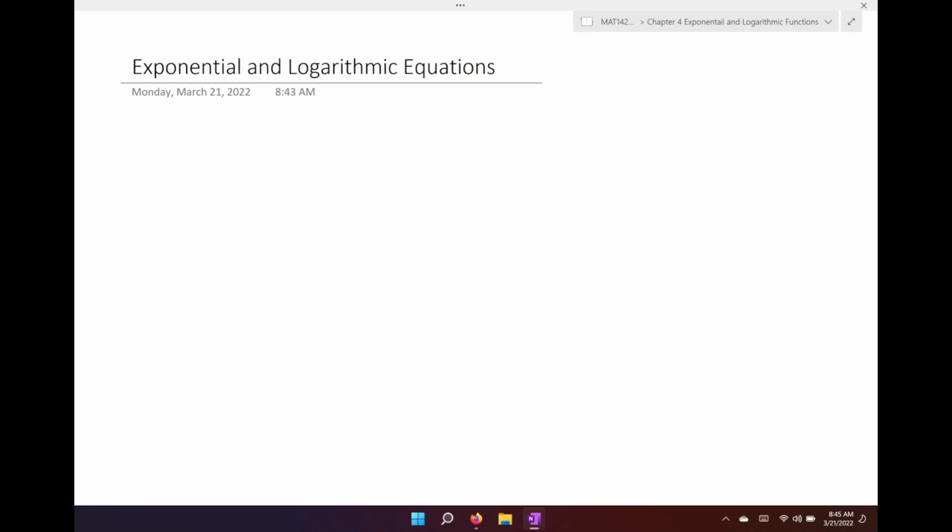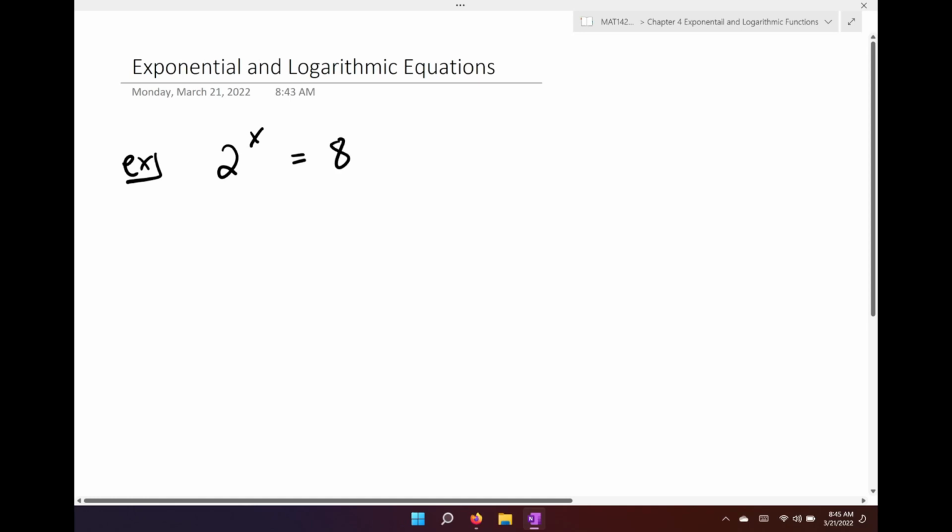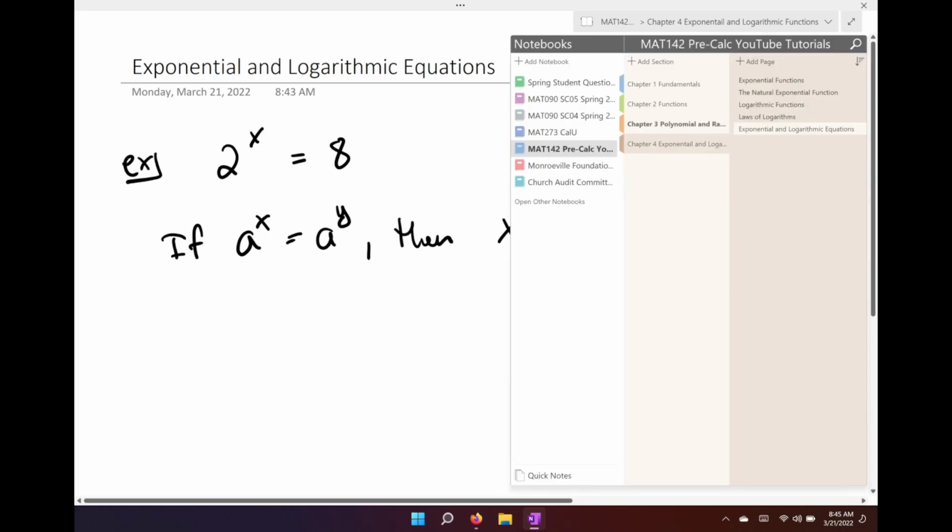Okay, so for example here's a very simple one. We're going to do 2 to the x equals, let's say, 8. Now, in the previous video, I did allude to a property: if a to the x equals a to the y, then x has to equal y. And this is our exponential property.